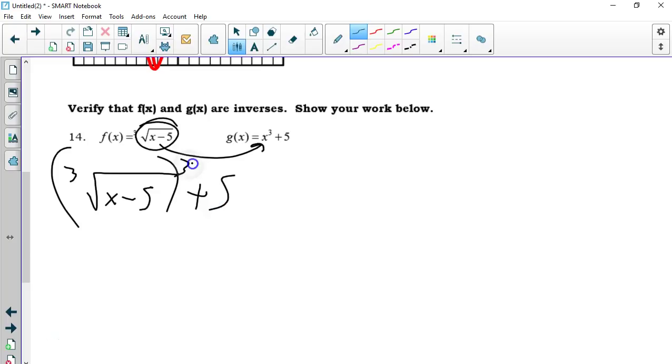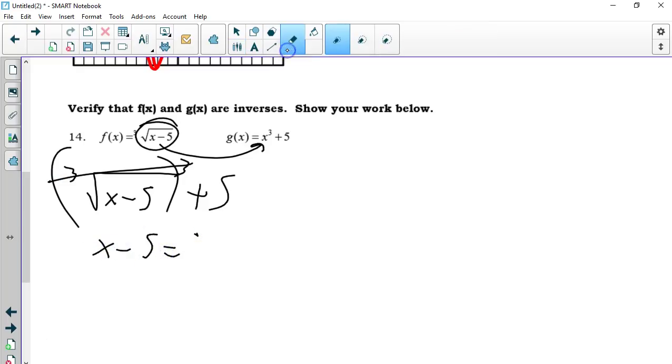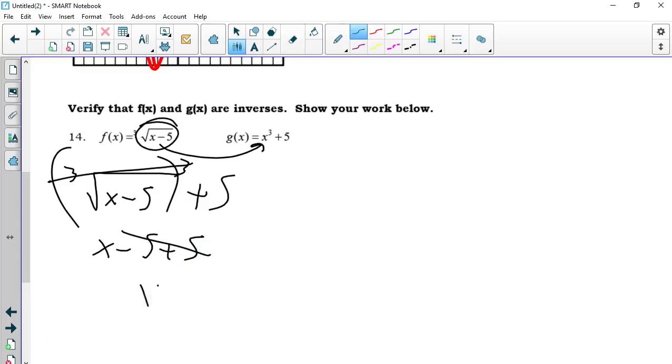Well, the cube root cubed undoes that, so we end up with x minus 5 plus 5. Those cancel, giving us x.